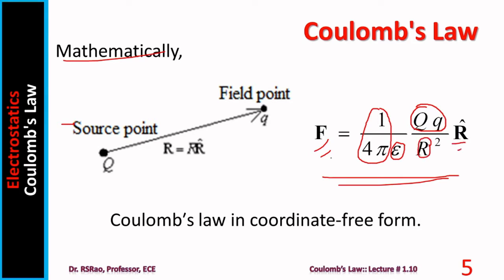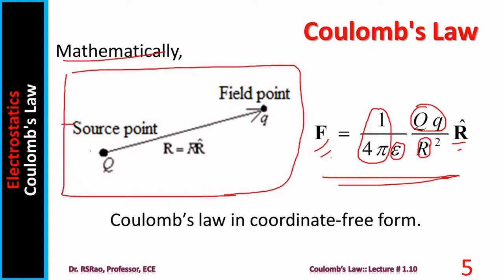To understand this relation better, we consider this diagram or illustration. Here is one charge, capital Q. Here is another charge, small q. This expression F gives the force on small q due to capital Q. This small q, which experiences the force, is called the test charge. Capital Q, which exerts the force, is called the source charge. The location of the source charge is designated as the source point. The location of the test charge is usually called the field point or observation point.